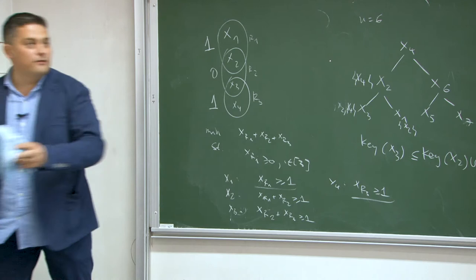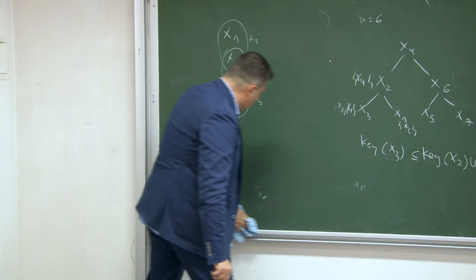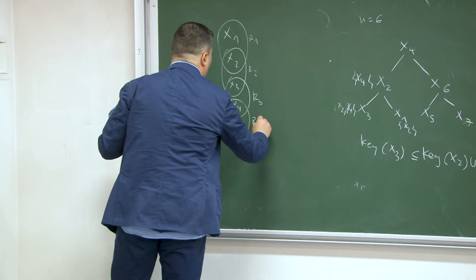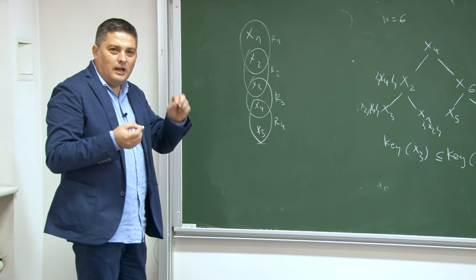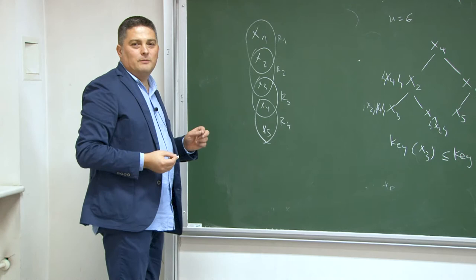So now, I will not write the program anymore. I will just extend this with X5. So we have R4. So let us now assign weights. How should we assign weights? The tricky thing is you can always start with the ends, because you realize that X1 being alone forces R1 to get a weight of one.